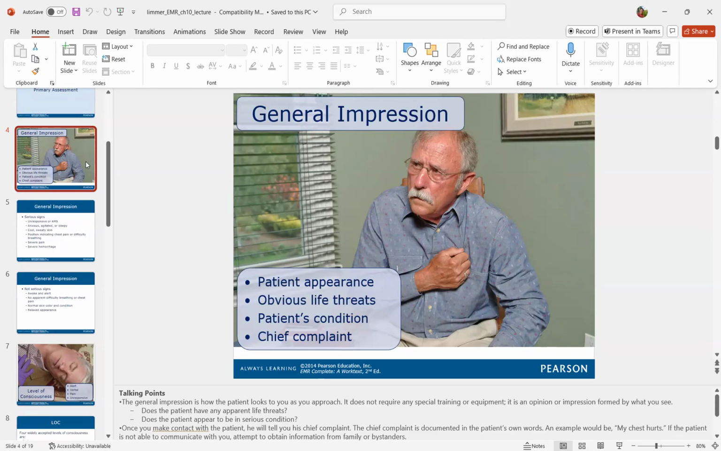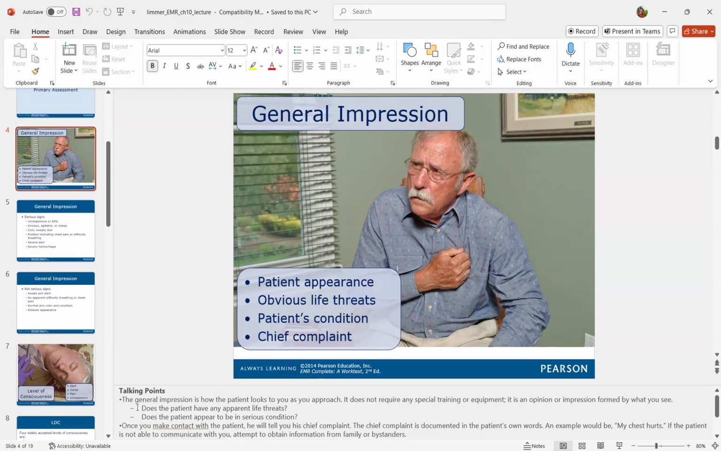So this is how the patient looks to you as we approach. It doesn't necessarily require any special training or equipment. You guys can just look at a variety of people and say that person isn't feeling very good, right? So it's an opinion or impression formed by what we see on how that patient looks. Does the patient have an apparent life threat going on? Does the patient appear to be in a serious condition?